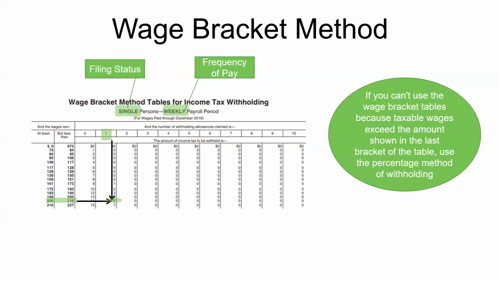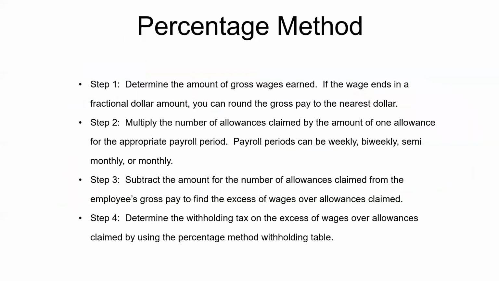Okay, the percentage method is the alternative method that we use to do our withholding. And I'm going to talk a lot about this wage bracket method, but I just wanted to talk a little about the percentage method, because that's what we're going to do in our homework. Both of those are what we're going to do in the homework today, but a lot of confusion comes around this percentage method, so I wanted to talk about this a little bit.